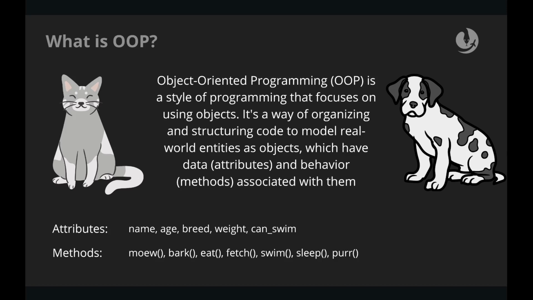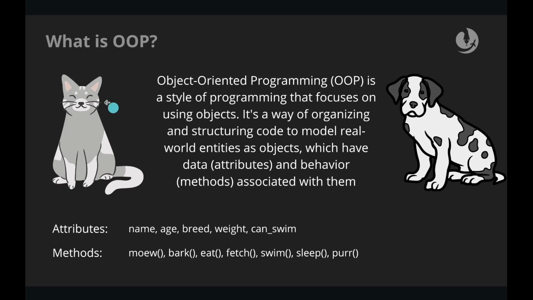So now let's talk a little bit how this works in practice. On the left, we see a cat. On the right, we see a dog. So we can create two classes for a cat and a dog. And classes are blueprints that define the structure and behavior of objects. And we use them to create instances, in our case, of dogs and cats.